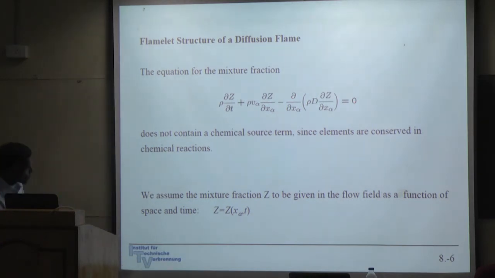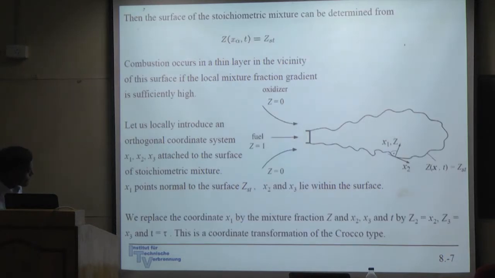Now, of course, this mixture fraction, Z, is a function of the spatial coordinate and time. Okay, so those are the two quantities that appear. All right. Again, all these slides are from Peters, from Aachen, all right?